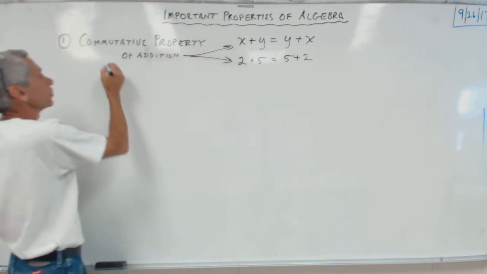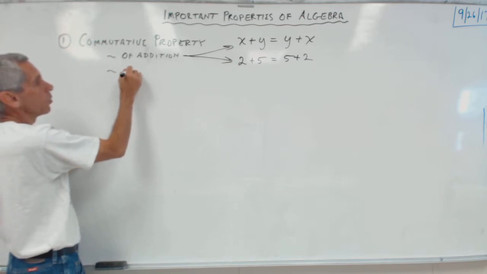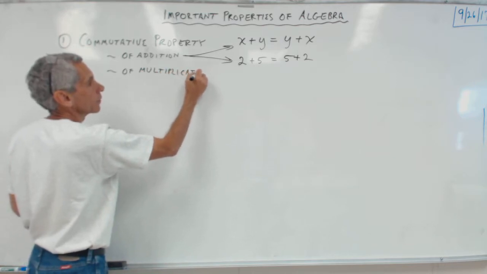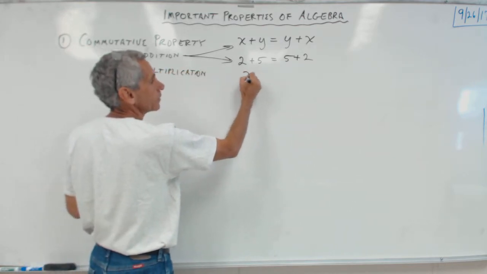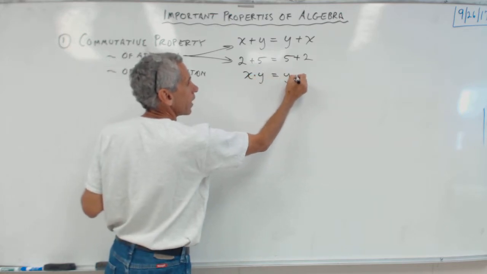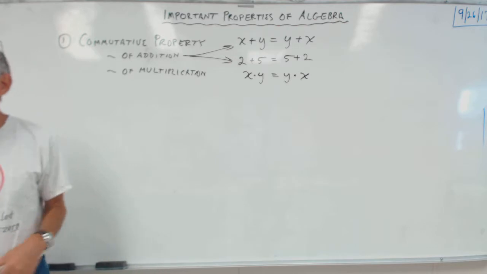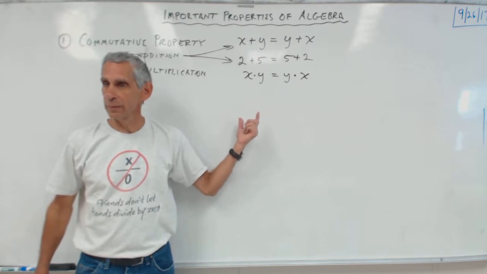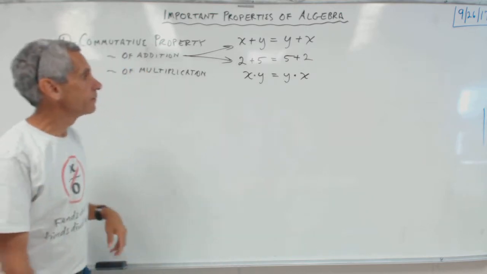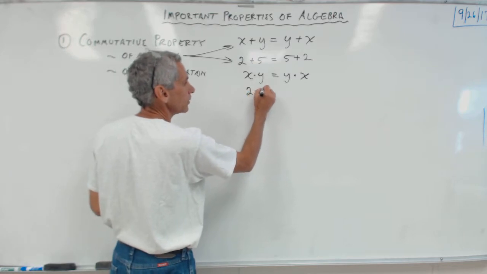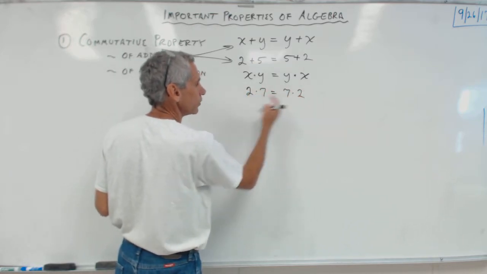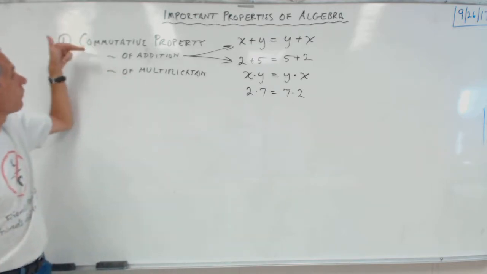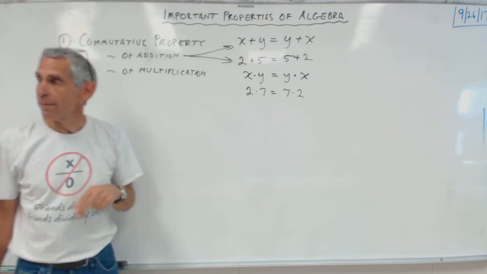There is also a commutative property of multiplication, and that would be very similar. x times y is equal to y times x. Again, x and y commuted. They changed places. You all see that? An example: 2 times 7 is equal to 7 times 2. That is correct, 14 equals 14. So it's totally fine to have the commutative property of addition and of multiplication.